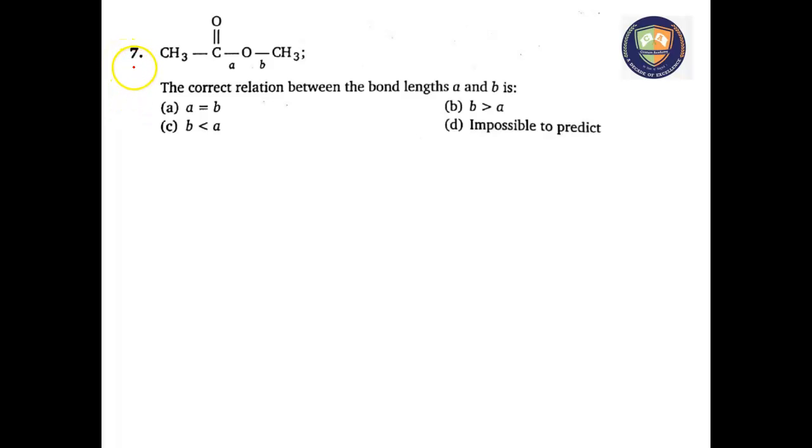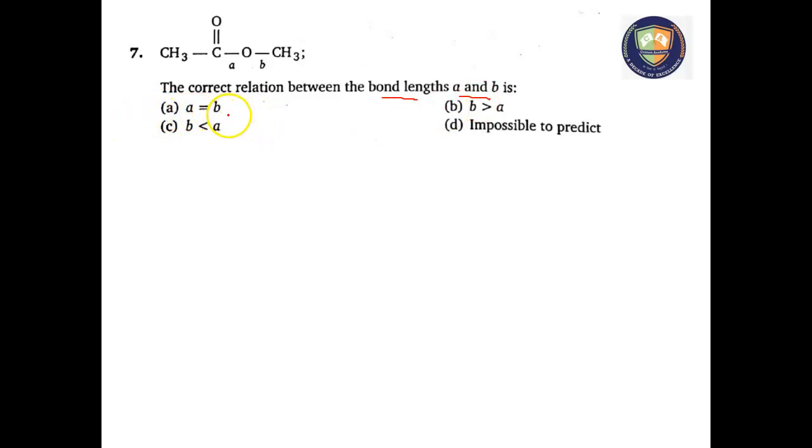Next we have question number 7. We are having CH3 single bond C double bond O, then we have this carbon single bond oxygen, and with that we have a methyl group attached. So the correct relation between the bond lengths A and B is, you have been given 4 options.